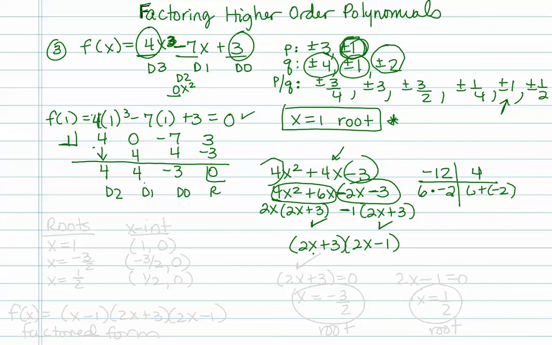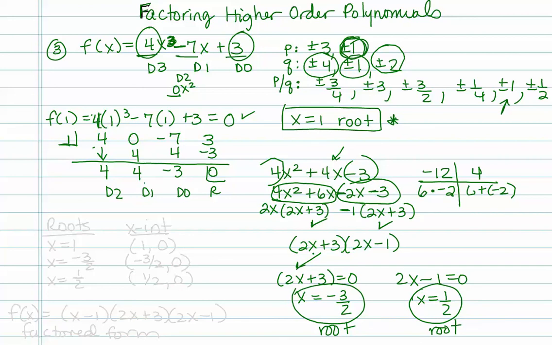And then you set each of them equal to 0. Right, we have 2x plus 3 equals 0, and we get that x equals minus 3 halves. And we have 2x minus 1 equals 0, and we get that x equals 1 half. Go ahead and do all the steps. You can solve them. So this is another root, and this is another root.